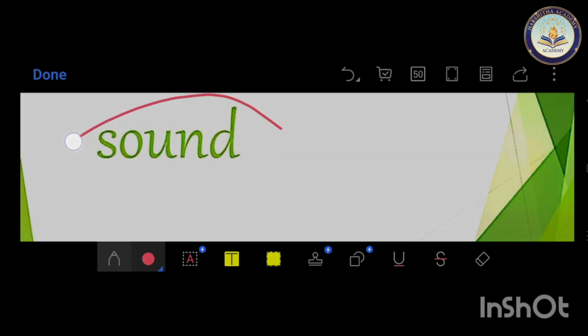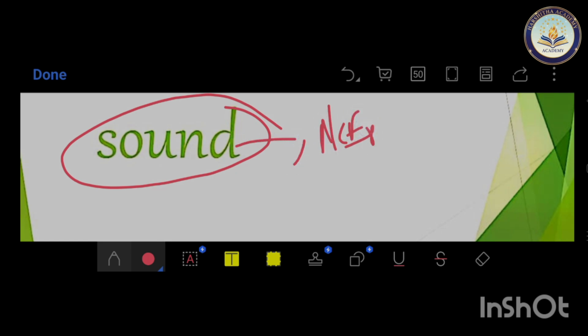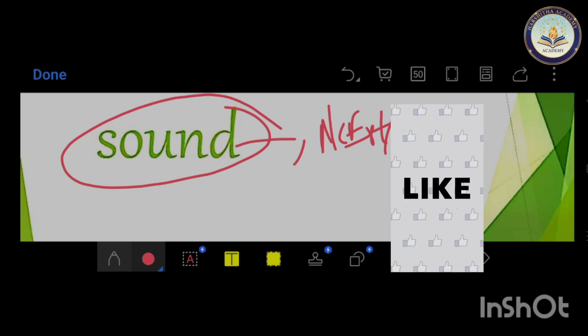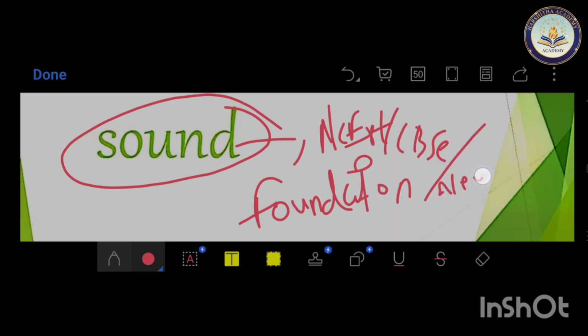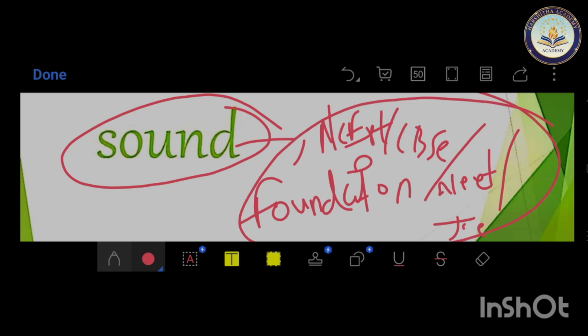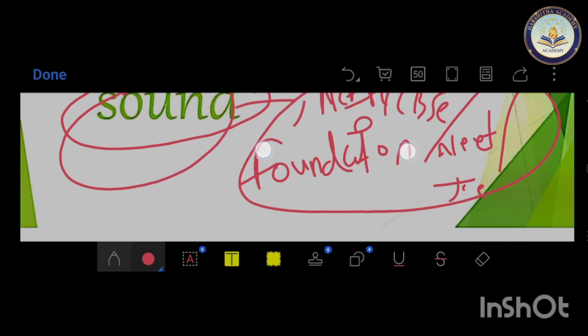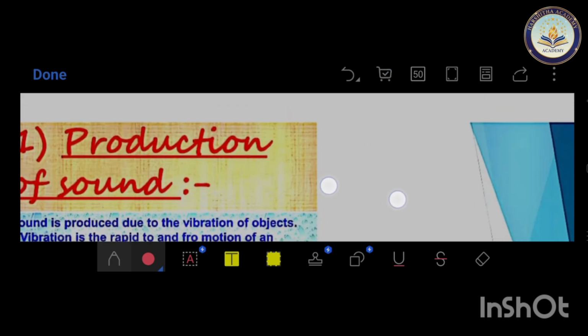Okay guys, physics for ninth class or any class is just helpful. The sound lesson covers NCERT and CBSE, and the foundation course also, which is helpful for competitive exams like NEET and JEE. Here the sound lesson is covered now, so let's get started.